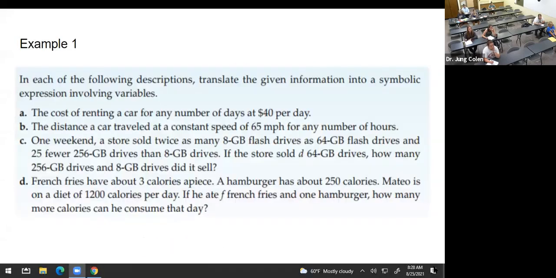How about the last one? French fries. Oh, that makes me hungry. French fries have about 3 calories a piece. A hamburger has about 250 calories. Would you count French fries saying, oh, this is 3 calories? I wouldn't do that, but anyways. Matteo is on a diet of 1200 calories per day. If he ate F many French fries and 1 hamburger, how many more calories can he consume that day?